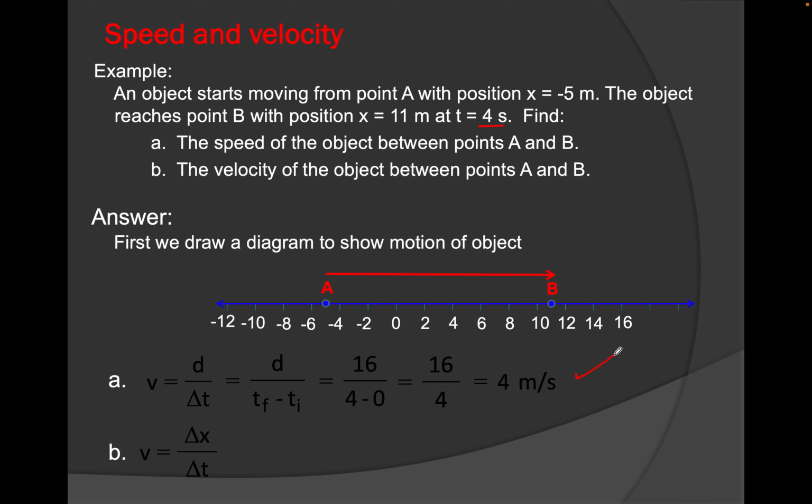And then if you have a displacement over time, you will do the same thing. Final minus initial, you'll realize because I'm going to the right, my answer should be positive. 11 minus 5 divided by 4. 16 divided by 4. 4 meters per second. Positive 4 or 4 meters per second to the right. Either way is fine.